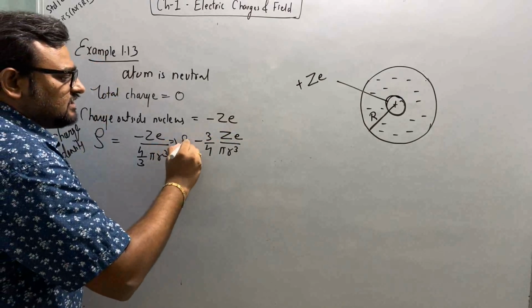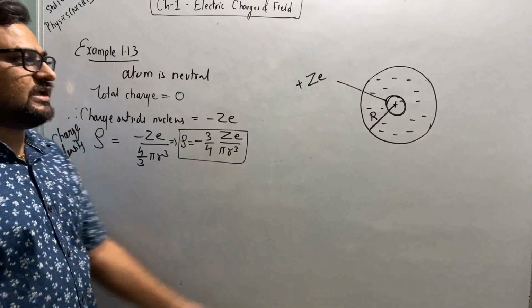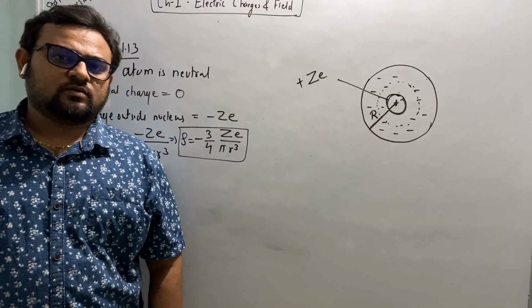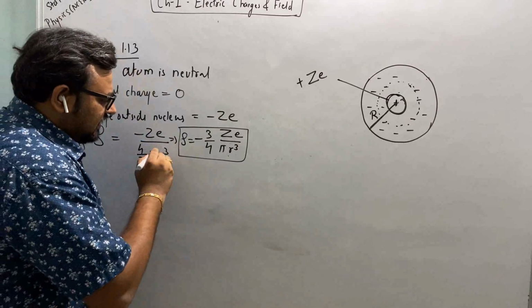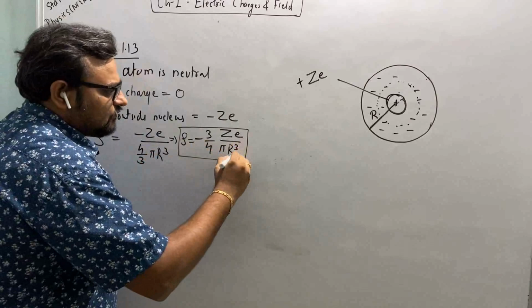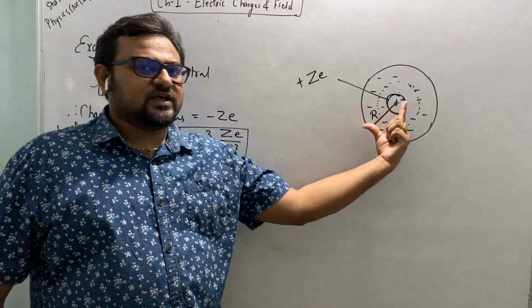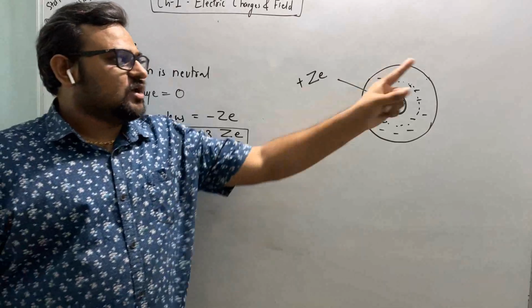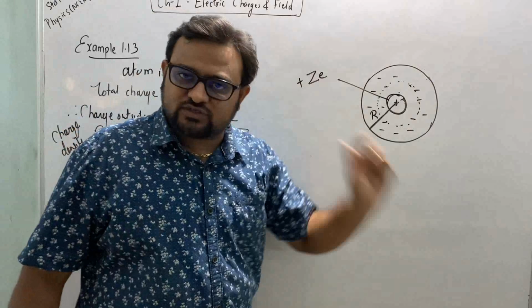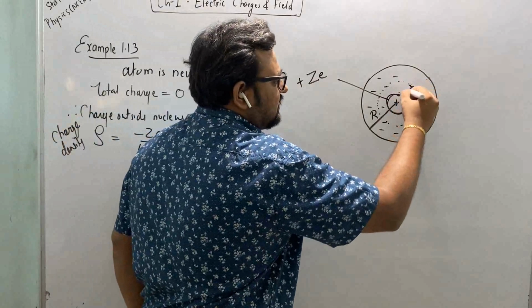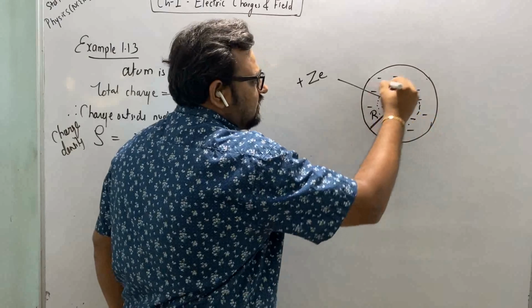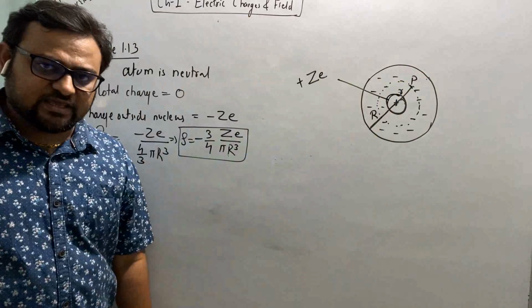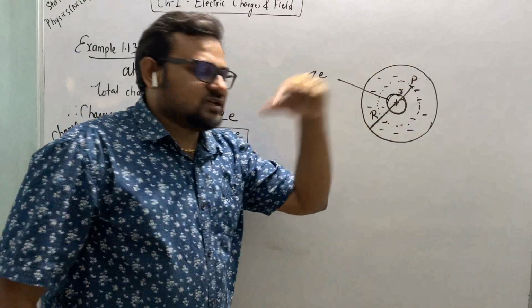This is the charge density of the region outside the nucleus in the atom. Here there will be capital R cube, because the radius here is capital R. Now to find out the electric field, we can take two cases, one inside and another outside. So first let's take a point P at a distance r and take a spherical surface, and find the electric field at point P.